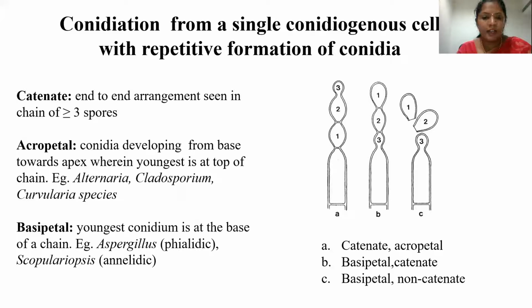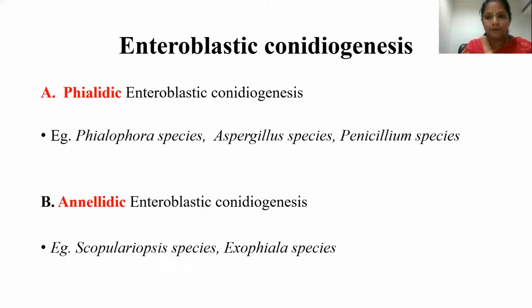Examples are Alternaria, Cladosporium, and Curvularia species. Then basipetal arrangement: the youngest conidium is at the base of the chain. So it is called basipetal arrangement. It can be seen in Aspergillus and Scopulariopsis species. So we will see first enteroblastic conidiogenesis.